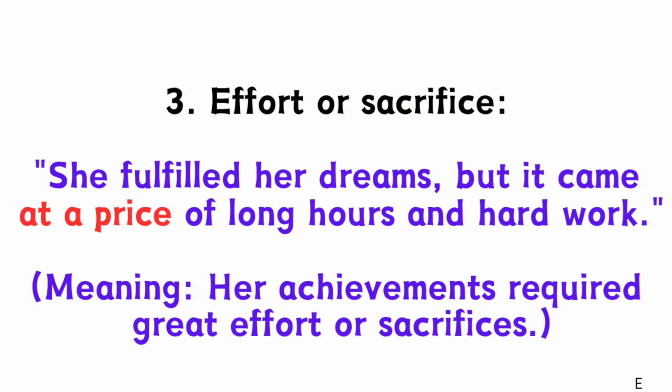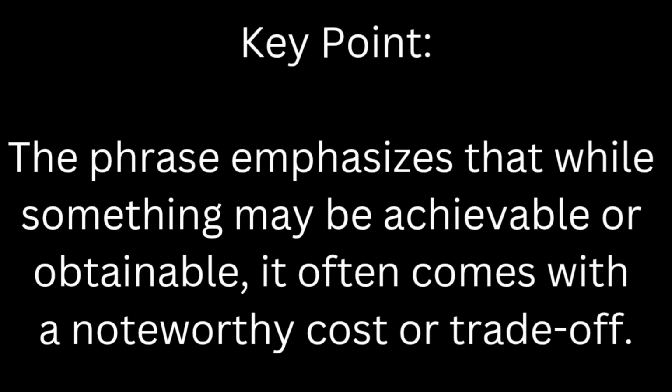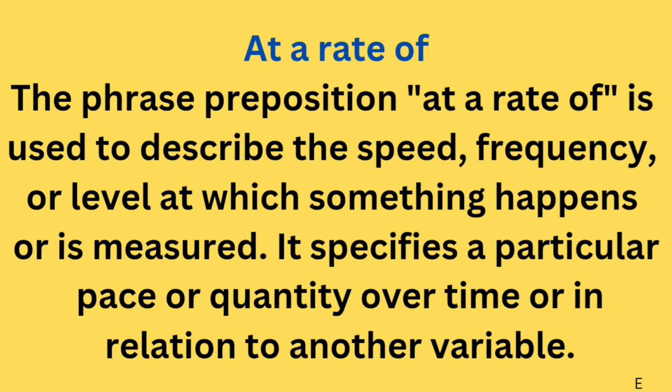Key point. The phrase emphasizes that while something may be achievable or obtainable, it often comes with a noteworthy cost or trade-off. At a rate of. The phrase preposition "at a rate of" is used to describe the speed, frequency, or level at which something happens or is measured. It specifies a particular pace or quantity over time or in relation to another variable.